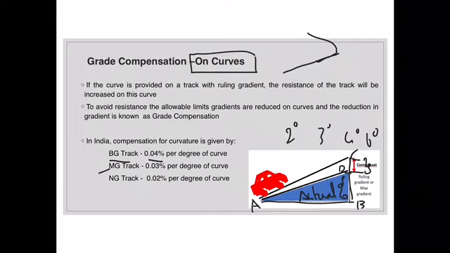Similarly, for meter gauge track, the grade compensation should be 0.03 percent per degree of the curve, and for the narrow gauge track, the gradient has to be decreased by 0.02 percent per degree of the curve. We'll take up one example on this grade compensation and look at how the actual gradient will be provided. For the broad gauge track, the grade needs to be compensated by 0.04 percent per degree of the curve.